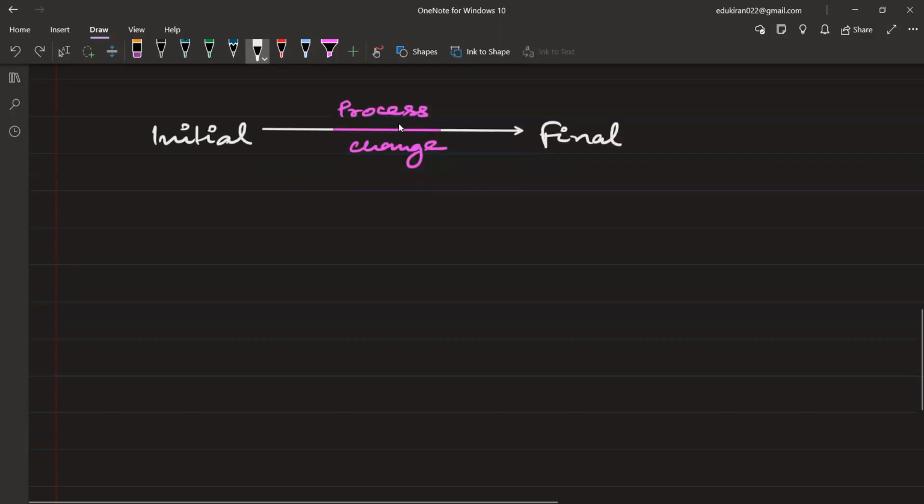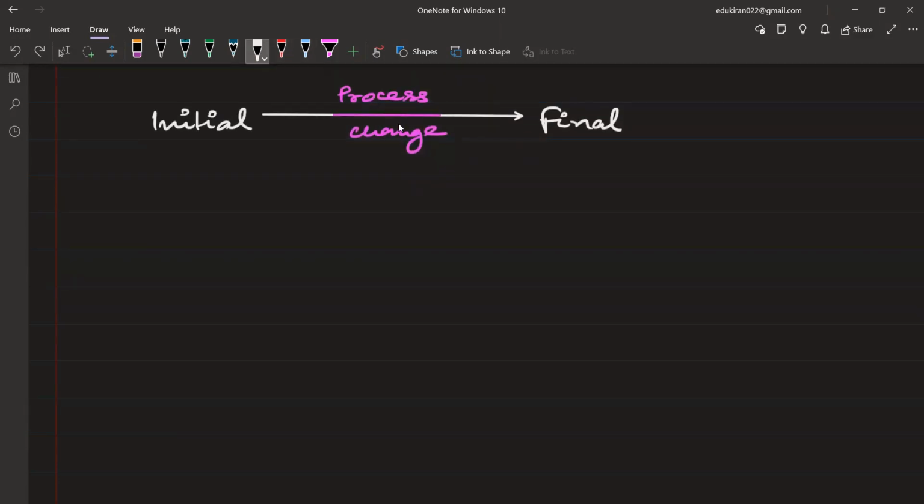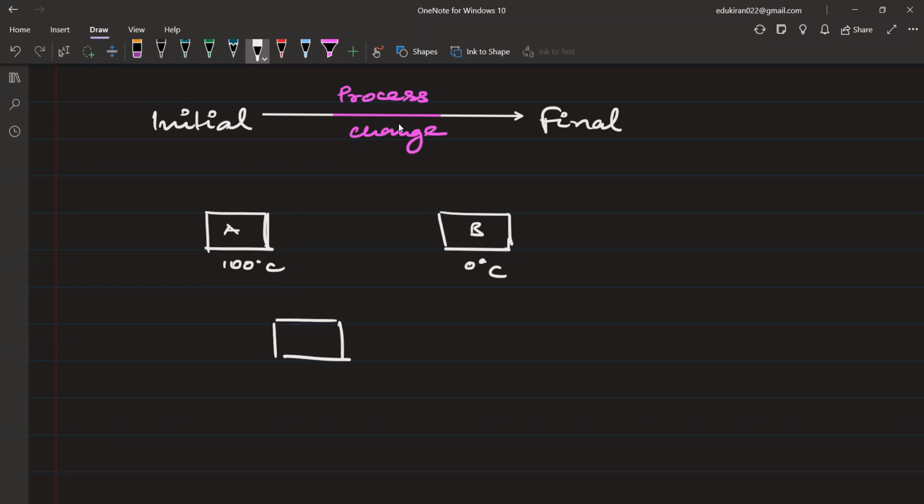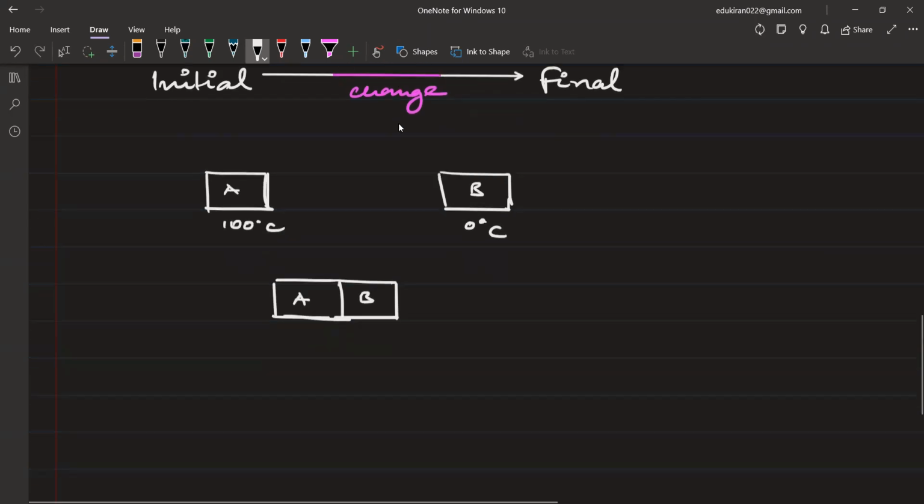For example, if you have two blocks of iron, this is block A, which is 100 degrees Celsius, and this is block B, which is 0 degrees Celsius. Both are of the same size. What is going to happen if I bring them together? If I have A and B blocks of iron, and both of them are touching each other now. So what is going to happen? Tell me.